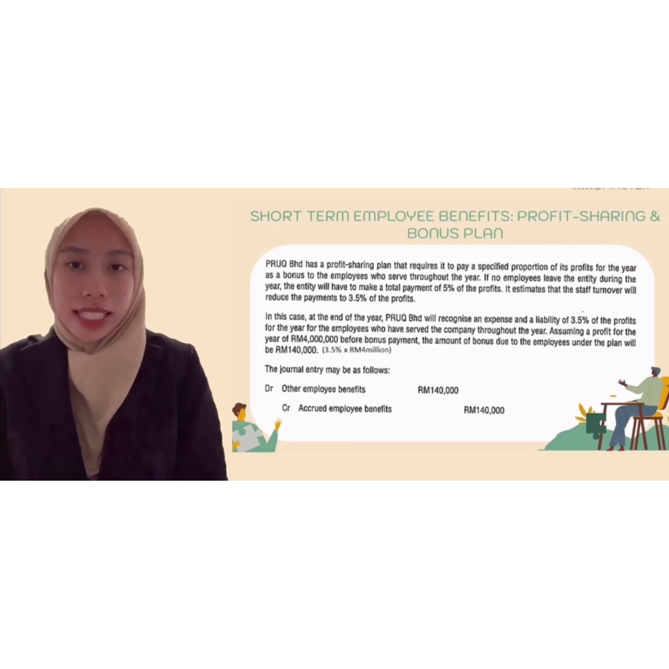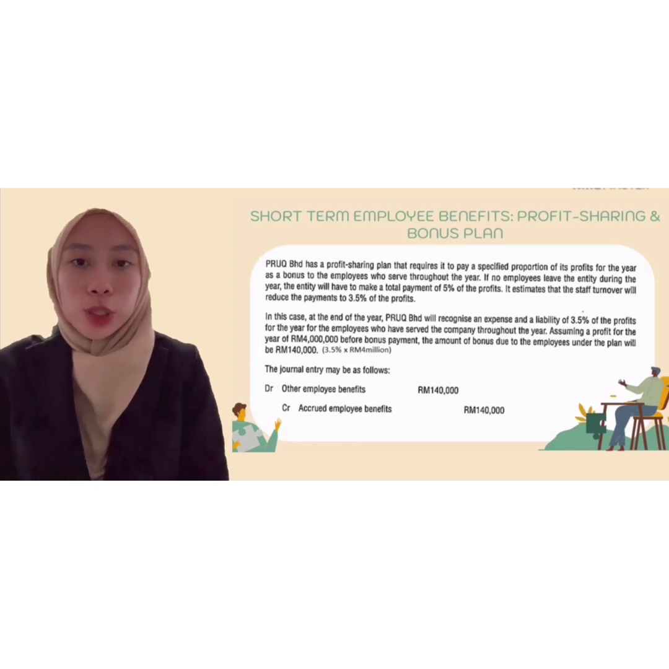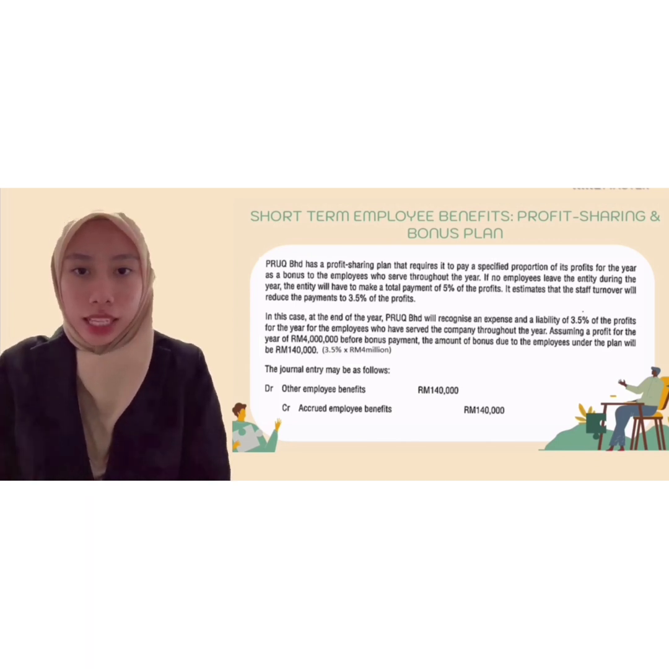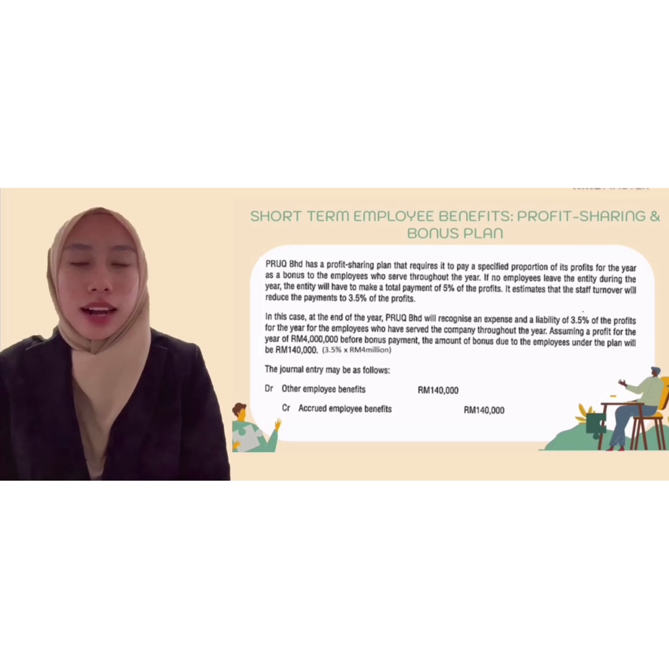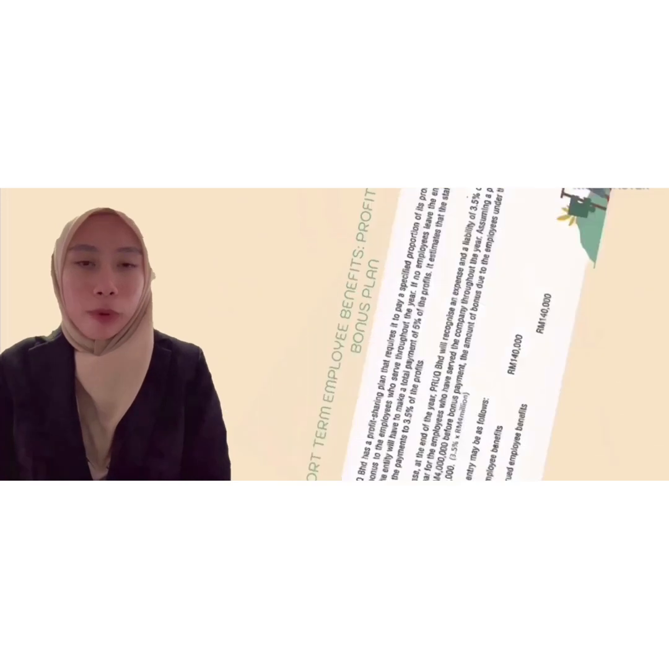The solution is, at the end of the year, PRUQ Berhad will recognize an expense and a liability of 3.5% of the profits. Assuming the profit is RM4 million, therefore the bonus is RM140,000. The journal entry is debit expenses, which is other employee benefits, and credit liability for accrued employee benefit.